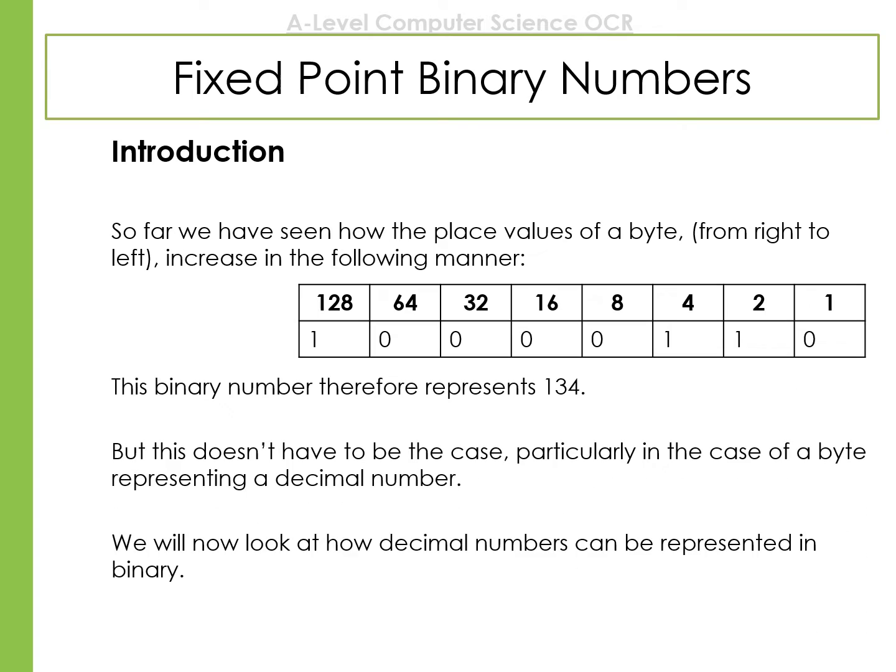Traditionally, we've thought of binary as always being an 8-bit byte. So the number you can see on the screen here is actually 134. Remember, we've calculated that by 128 plus 4 plus 2.